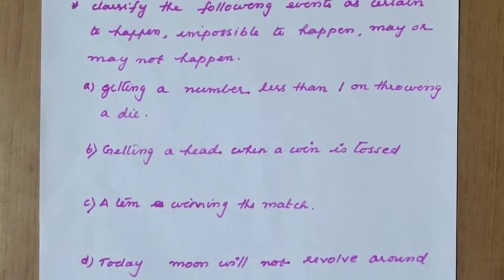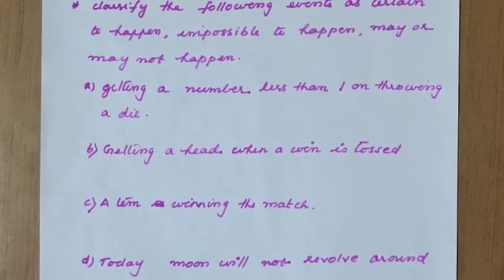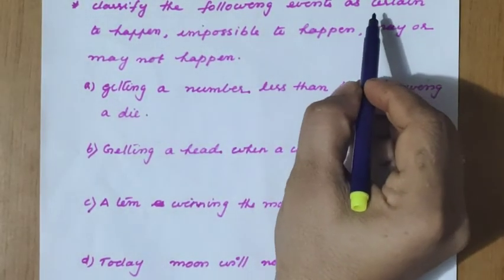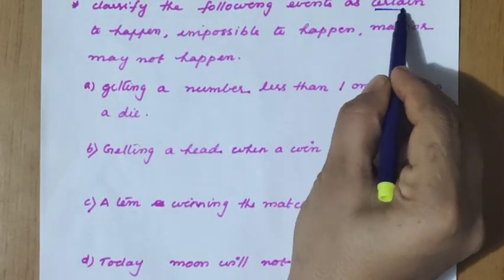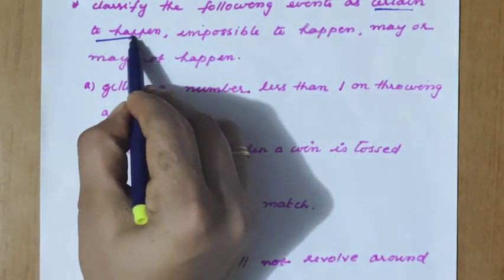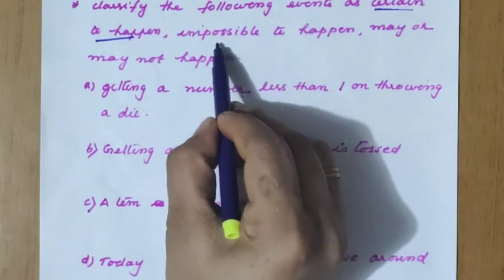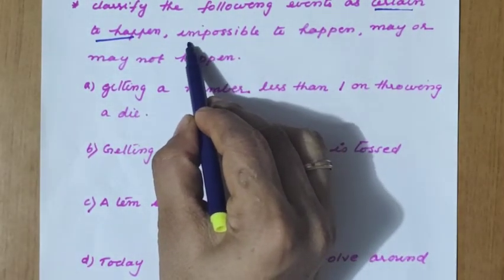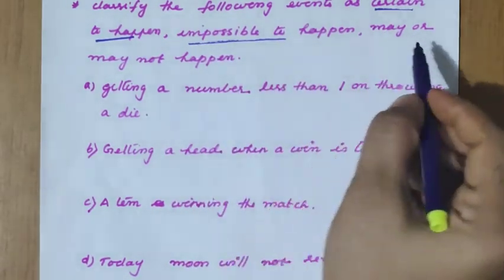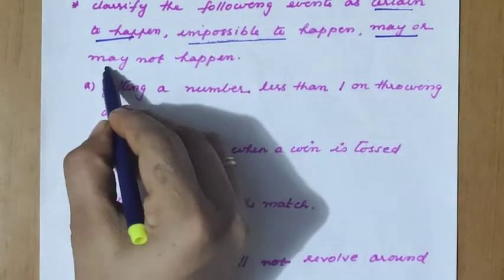Classify the following events as certain to happen, impossible to happen, may or may not happen. That means we have to divide them into 3 categories. Certain to happen means it will happen only. Impossible to happen means it is not possible to happen. And what is the third one? May or may not happen.